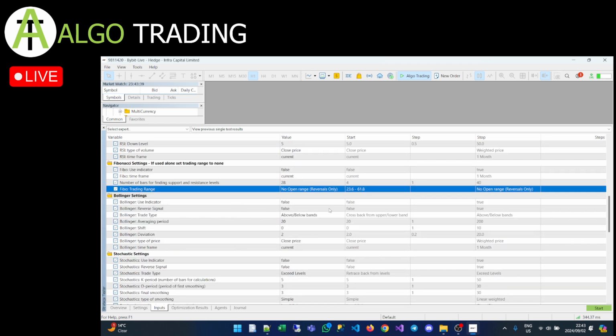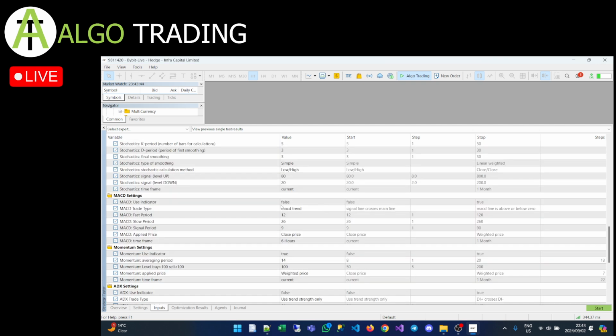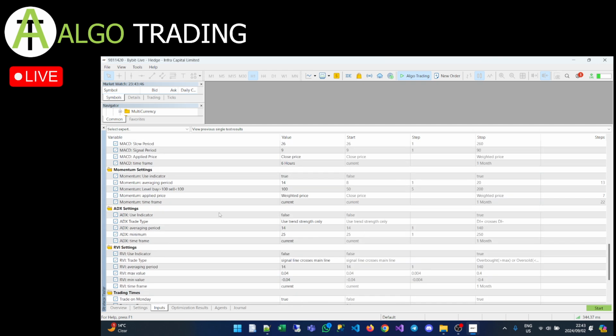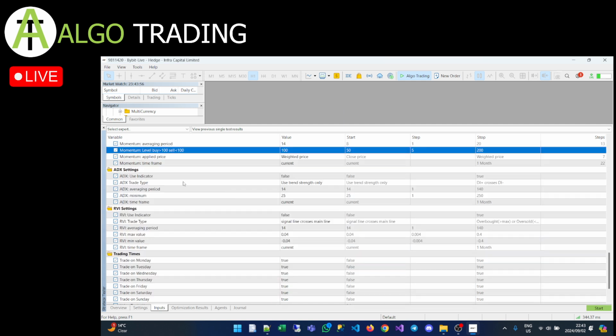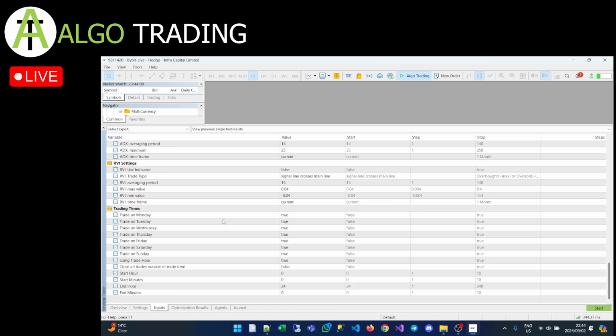You've got Bollinger Bands, stochastics, very similar to RSI. You've got MACD, momentum indicator. So basically, I mean, some of them are self-explanatory. So if it's above 100, it will buy. If it's below 100, it will sell. ADX settings, RVI. So there's a lot of trading strategy. You could combine them.